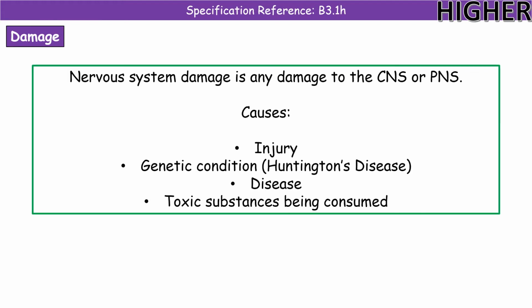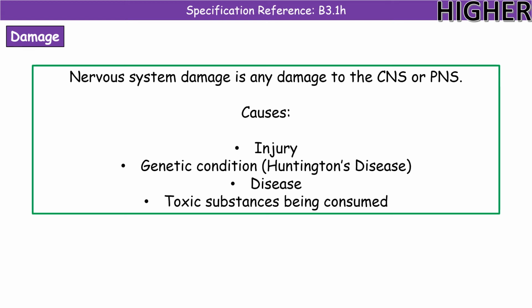So why do we really care? Well, if there's damage to different parts of our nervous system, we have some quite significant effects. Now, nervous system damage is just any damage to either the central nervous system, CNS, made of the brain and spinal cord, or the peripheral nervous system, all of the other neurons running through the body.